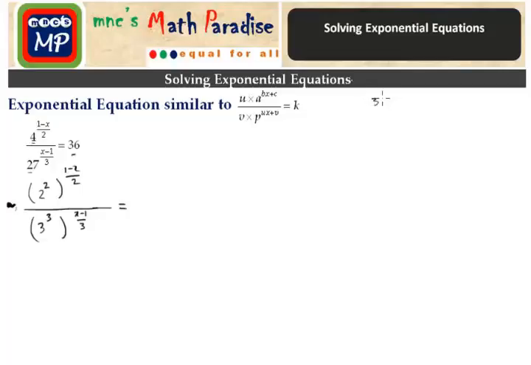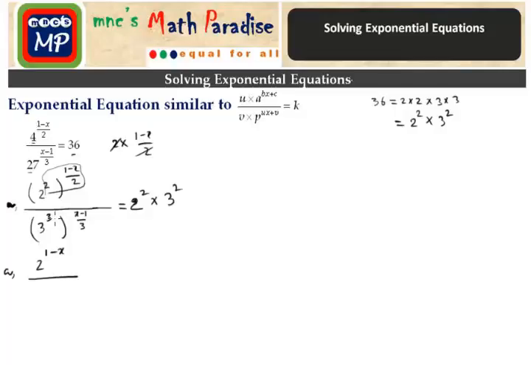We can write 36 as 2 times 2 times 3 times 3, because 2 times 2 is 4, 4 times 3 is 12, 12 times 3 is 36. So we can write it as 2 square times 3 square. Now if we multiply these two powers, 2 times (1 minus x) by 2, this 2 will cancel, so we will get 2 to the power only (1 minus x). Similarly, 3 times (x minus 1) by 3, if we cancel, we will get 3 to the power (x minus 1) equals 2 square times 3 square, because 2 to the power 2 and 3 to the power 2 have the same power.